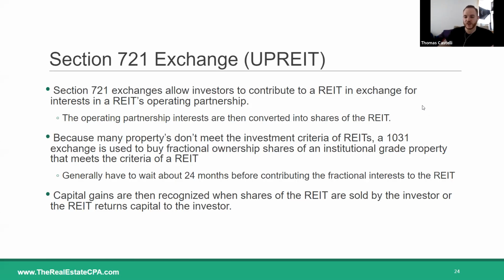So in other words, overall, you're doing one of two things. You're either contributing your property directly to the REIT for shares of the REIT, or you're using a 1031 exchange to sell your property, purchase shares of a DST, and contribute your shares of the DST to the REIT in exchange for shares of the REIT. Then when you sell the REIT shares, you recognize your capital gain, or when the REIT gives a dividend that is a return of capital. So you're still able to defer your capital gains.